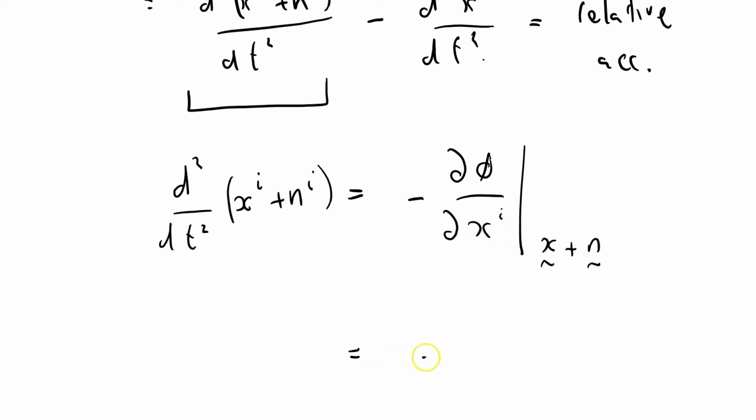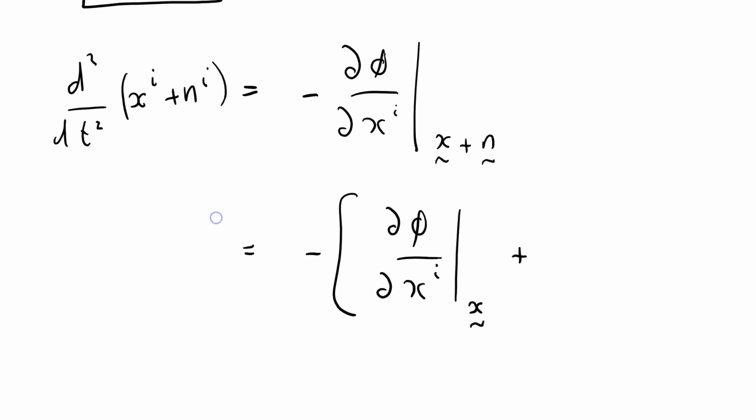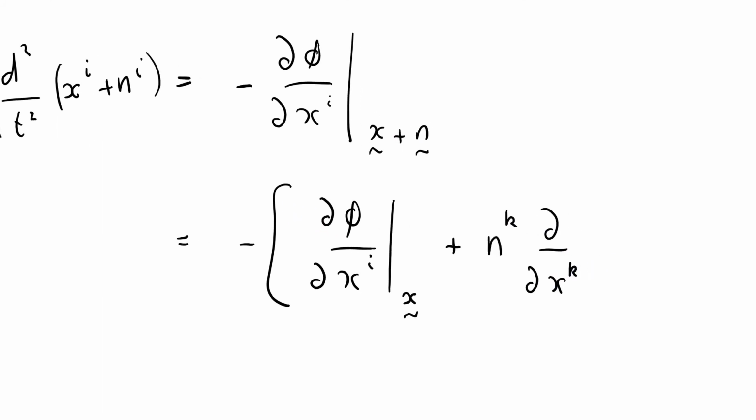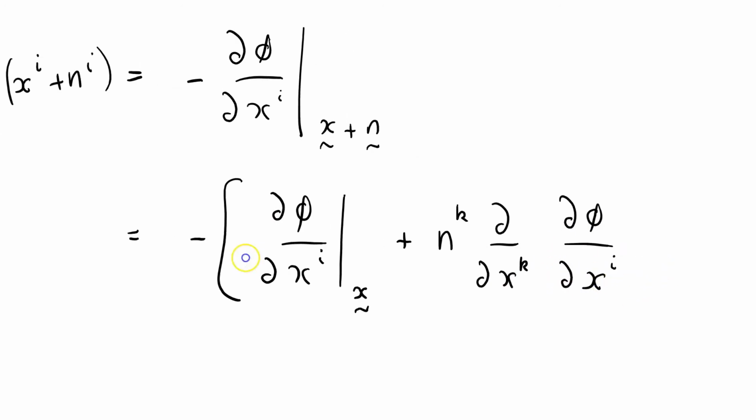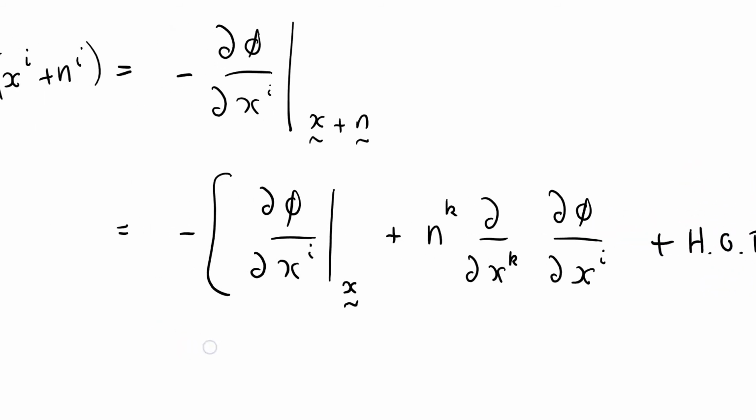Well, what's that equal to? Well, that's equal to minus, I'll put the minus outside there, ∂φ/∂xⁱ evaluated at x, plus a second order term which accounts for the fact that we are evaluating it at a different position. So that's nᵏ ∂/∂xᵏ, of course summed over k, times ∂φ/∂xⁱ, plus higher order terms. But I'm going to assume that this n is small, or the components are small.